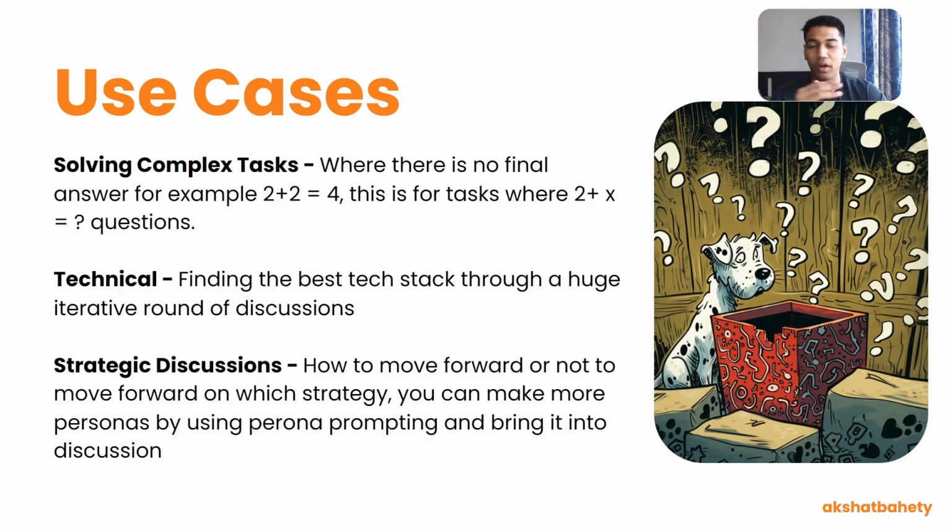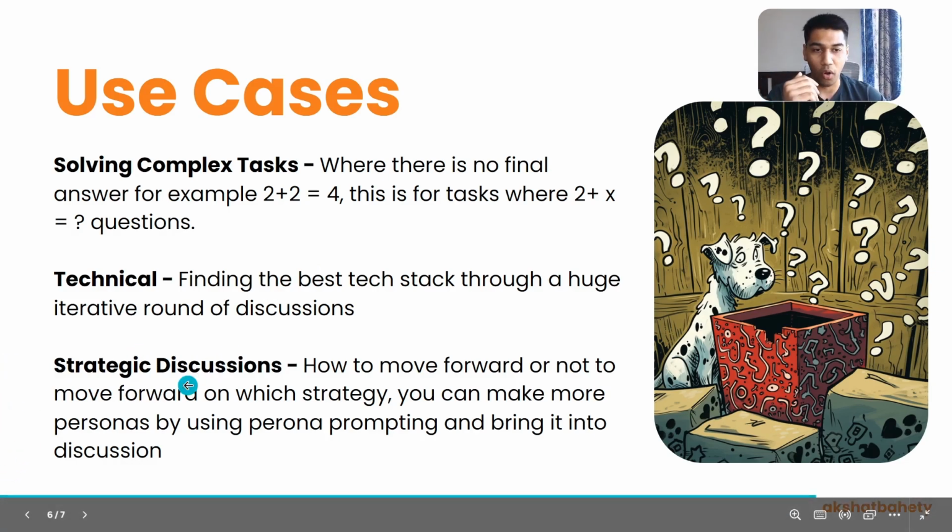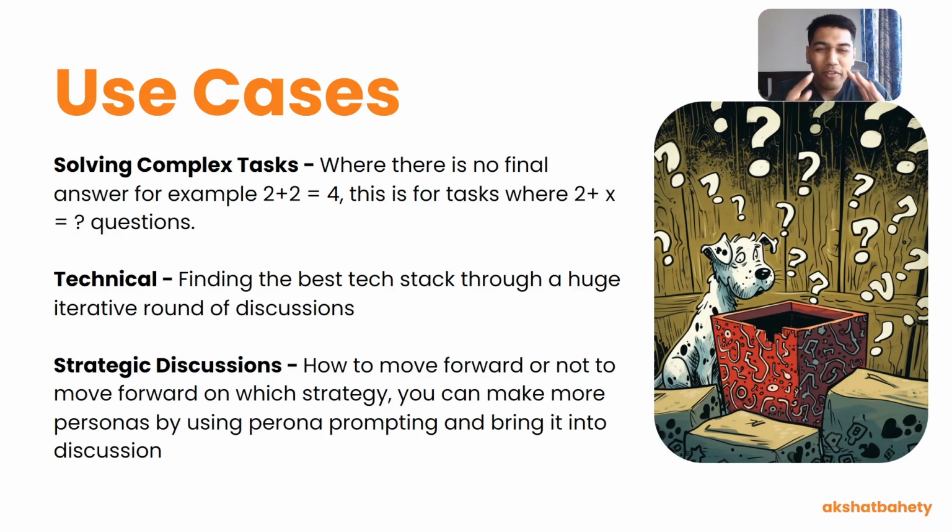Very simply, as we talked about, the use cases range a lot. Very specifically, they are about solving complex tasks. One of the most common is when you don't have a final answer, and that dog looks completely perplexed about what it is. It's a mystery. The answer is not a yes or a no, not this or that. It's between a couple of ideas, or between one of the strategies to take.